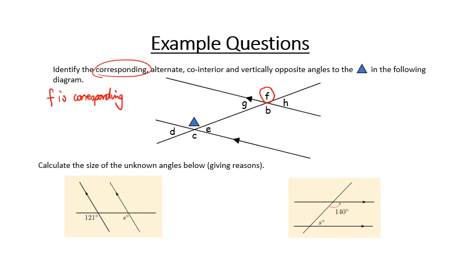The next one is alternate. Okay, alternate are on opposite sides of the transversal but inside the parallel lines. So B would be alternate. The next one is co-interior. Now co-interior is on the same side as the transversal and inside the parallel lines. So G would be co-interior.